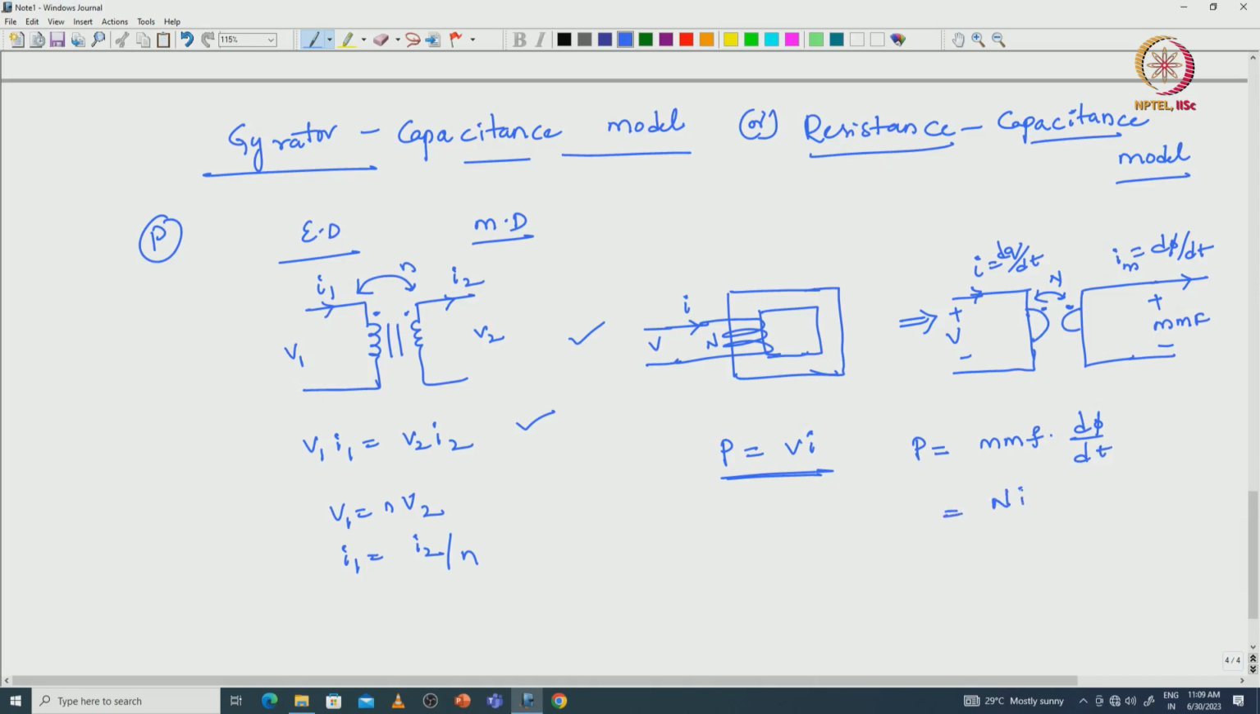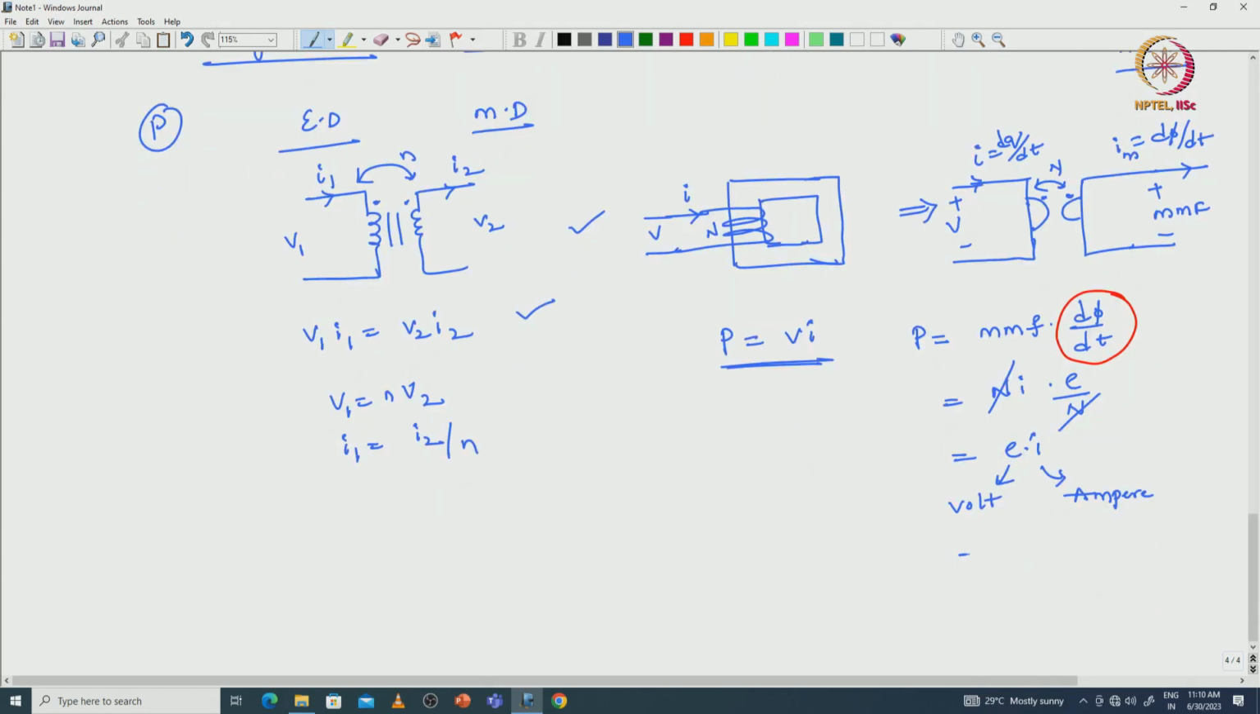MMF is nothing but N into I, and d phi by dt we have to derive from Faraday's law. That is equal to E by N. Induced EMF by N is nothing but d phi by dt. N will be cancelled, leaving E into I. Induced EMF is in terms of volts, current is in terms of amperes, so we will see the watt only.